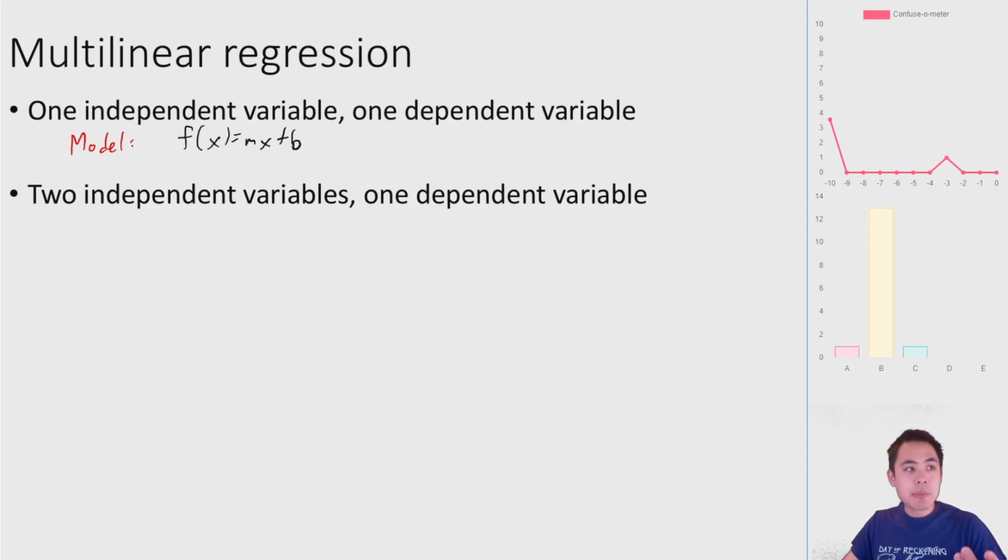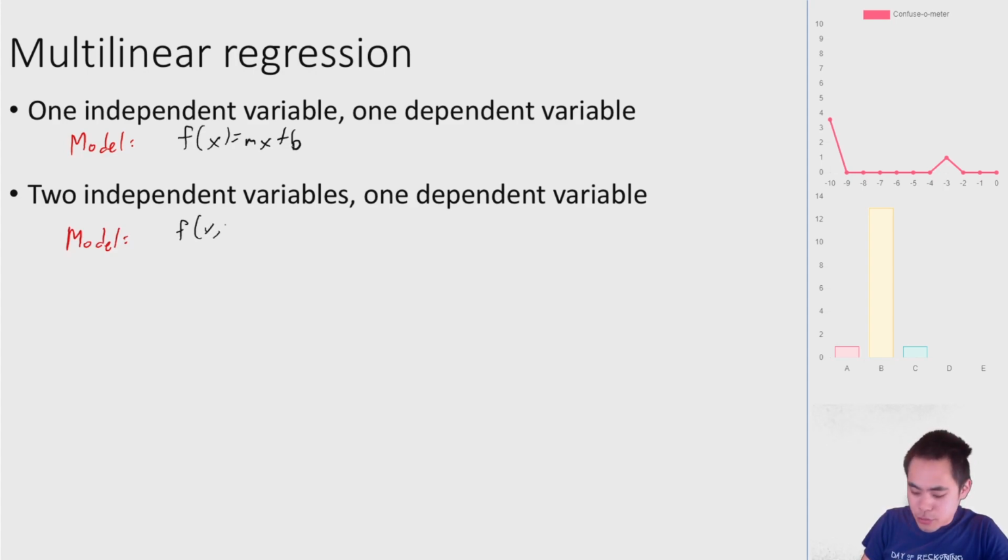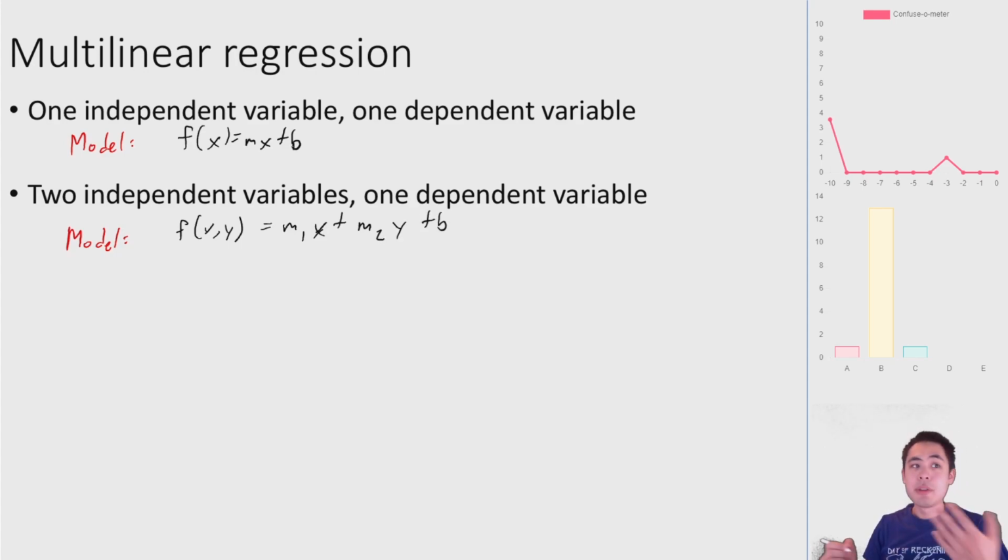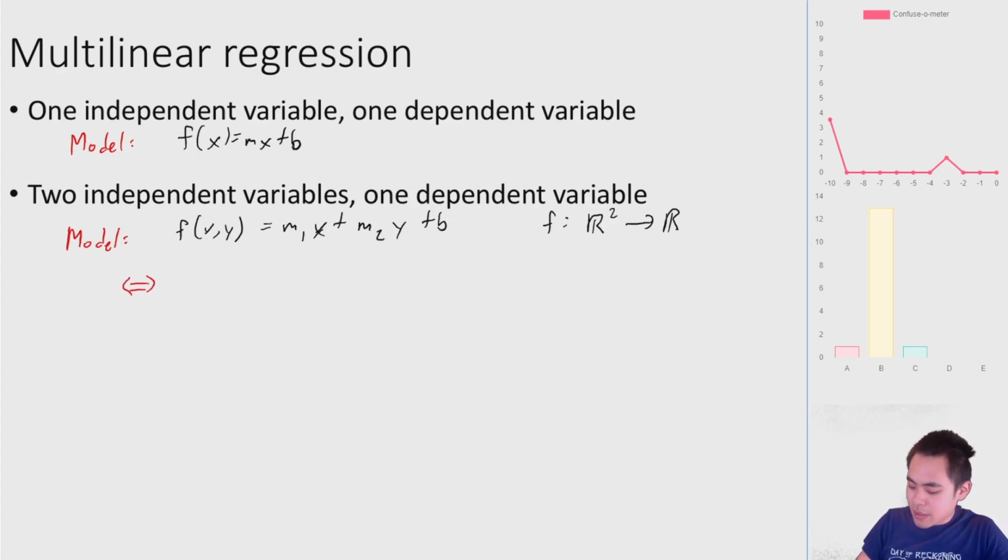Here we just showed you an example with two independent variables and one dependent variable. So now the model changes a bit. Now the model is f of x, y equals m1 x plus m2 y plus b. So we have three parameters that we need to fit. You can also think of this as a function from the plane to the z-axis.